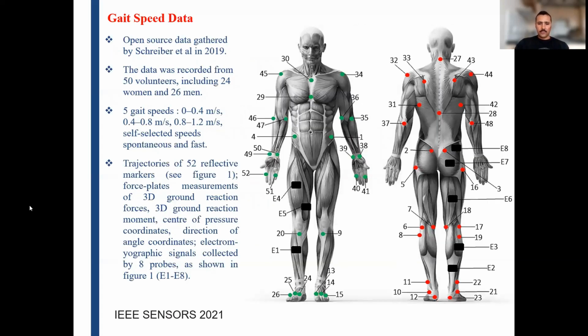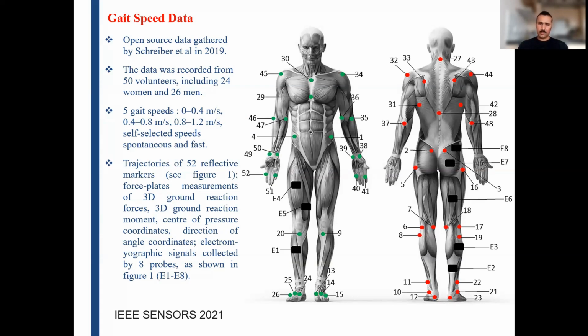Now, for this paper, to study gait, we acquired an open source data set gathered in Luxembourg rehabilitation centers in 2019, and the data is recorded for 50 volunteers, 24 women and 26 males. The data is recorded while the subjects walked at 5 different speeds.